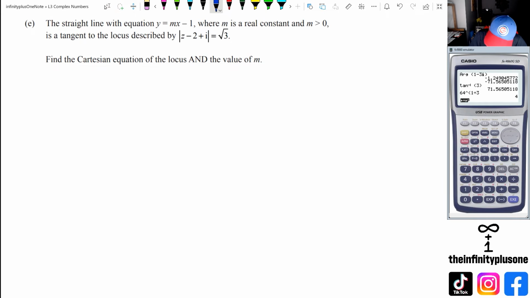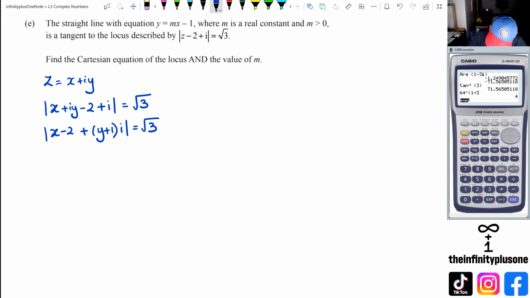So we're going to put down z is equal to x plus iy. That's always step 1 with locus questions. Then I've got x plus iy minus 2 plus i equals square root of 3. I'm going to collect all the real values, so it's x minus 2. The imaginary values, which is y plus 1, and square root of 3 is going to be separate there.